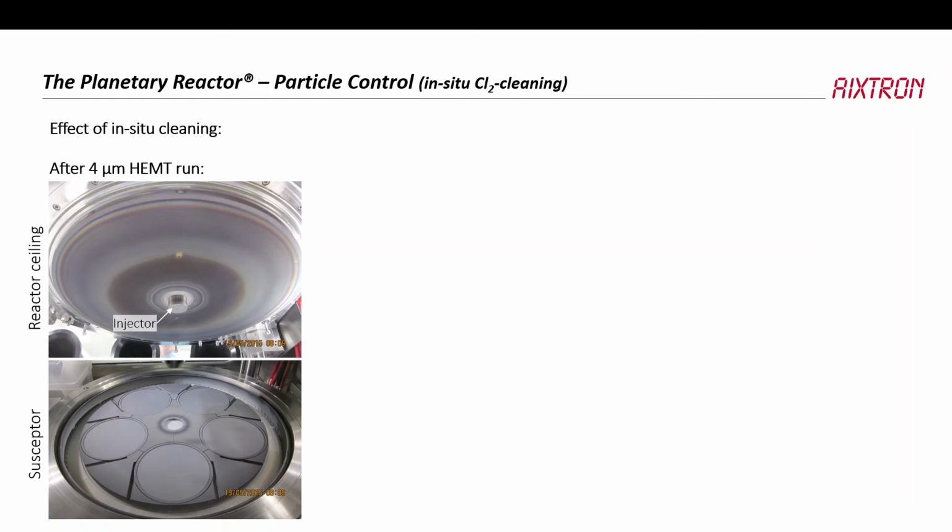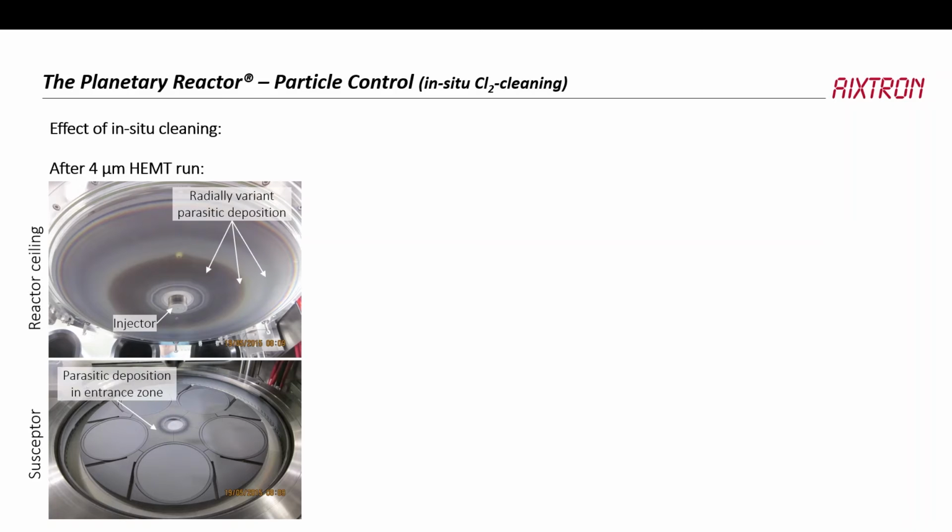This is an example of a reactor, how it looks like after 4 micron of a hand run. Mostly aluminum nitride is quite difficult to get rid of. And what you see is, this is the upper side of the injector, this is the lower, and you can see deposition everywhere and parasitic deposition. And if this builds up, this will automatically lead to particles because they get blown away by the gas and so forth. And so you want to avoid this.